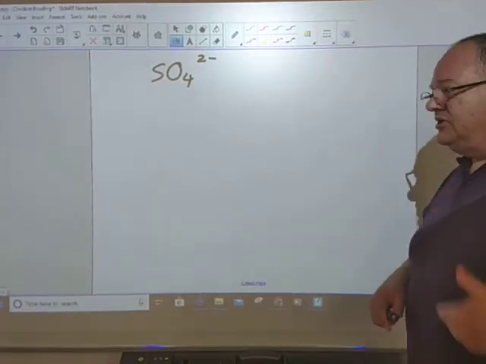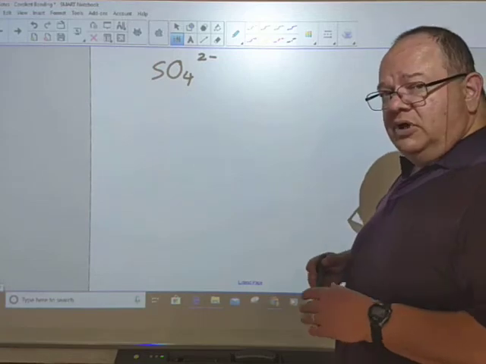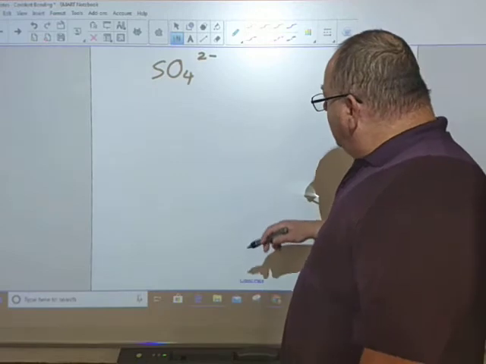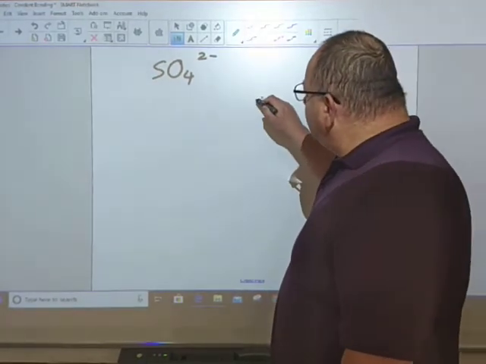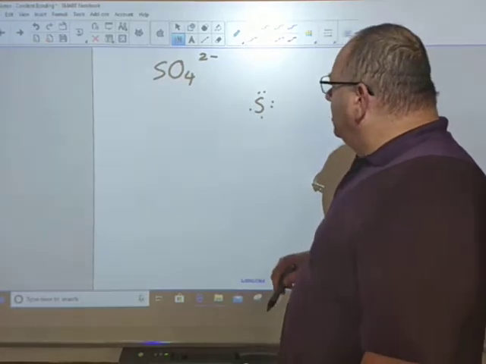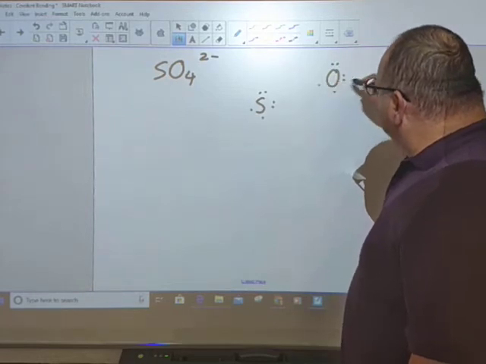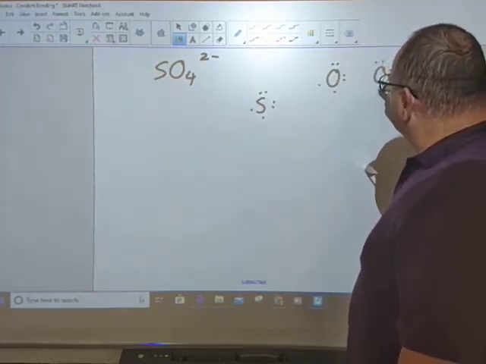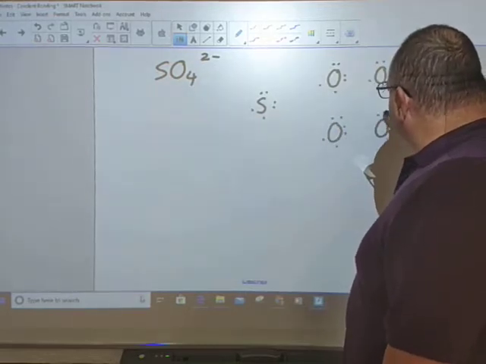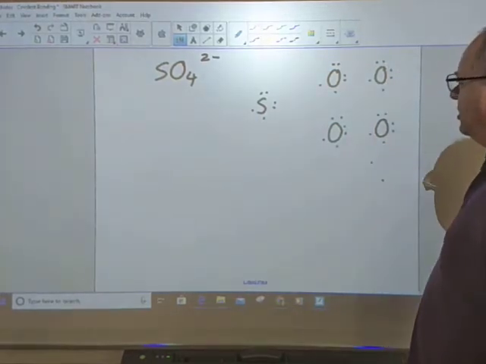So let's go back to that atom we had before where we had our sulfur and 4 oxygens and 2 extra electrons making sulfate. And if we looked at the pieces, we have a sulfur, we have an oxygen, another oxygen, another oxygen, and another oxygen, and 2 extra electrons.